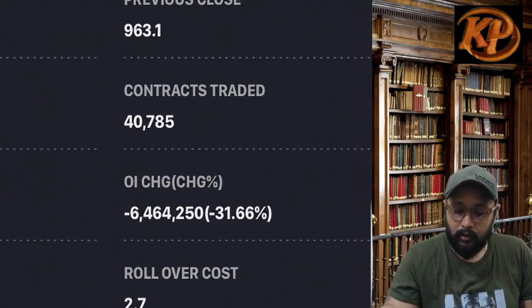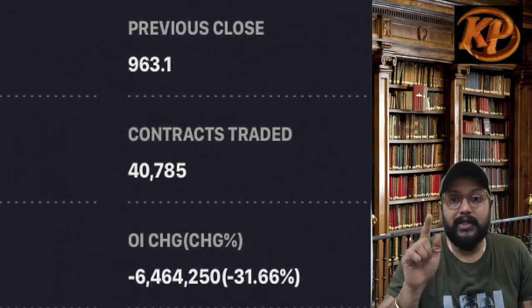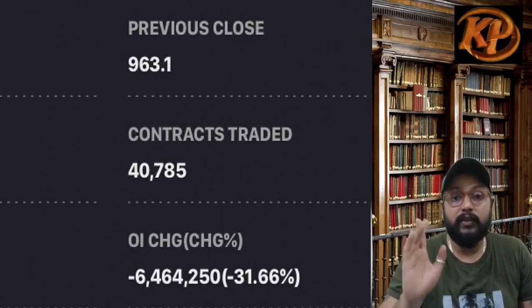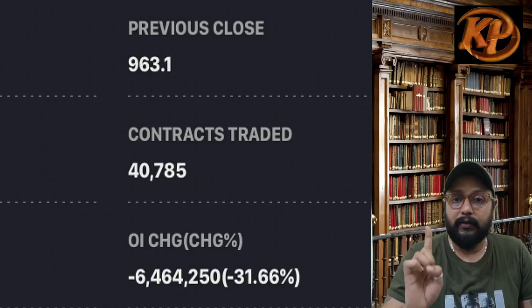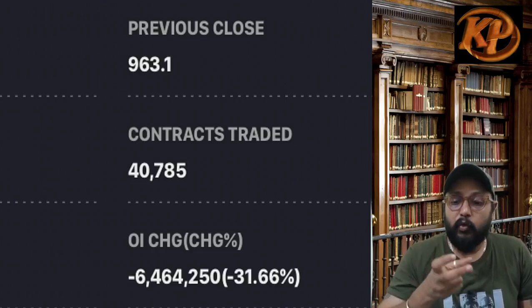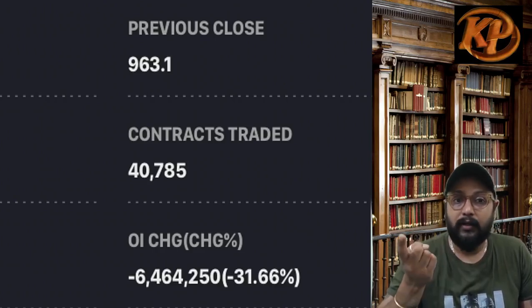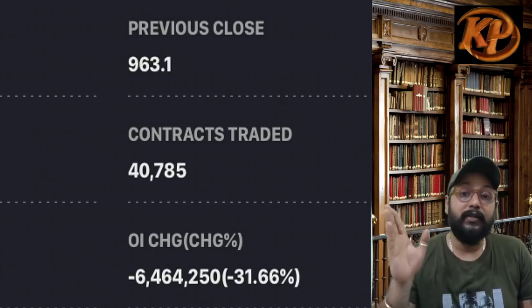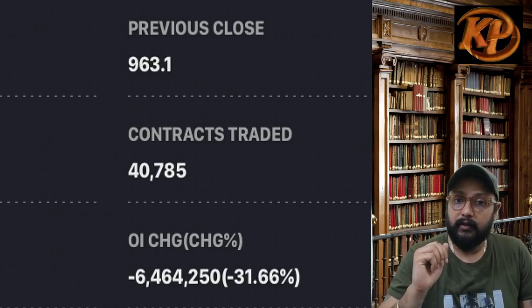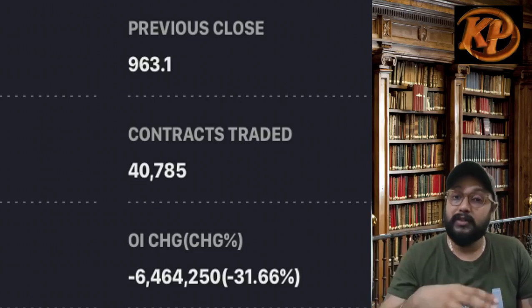What else? How many contracts were traded on a particular day? 40,785 contracts were traded. Contract means one lot of trading is called one contract. So if you trade one lot of 425 shares, that becomes one contract. 40,785 such contracts were traded on that day. People can do both things: they can buy, they can sell. Buy means long, sell means short.